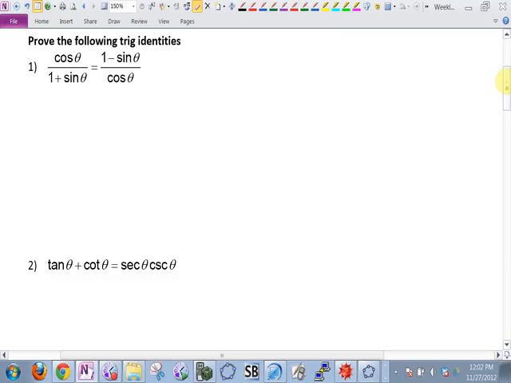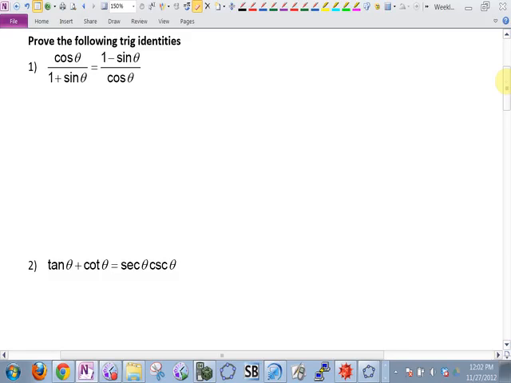All right, let's look at number 1. Number 1 was a bit of a toughie. Cosine theta over 1 plus sine theta equals 1 minus sine theta over cosine theta. It's really easy if you're allowed to just cross-multiply this equation, right? Cosine squared equals 1 minus sine squared. But we're not allowed to do that.